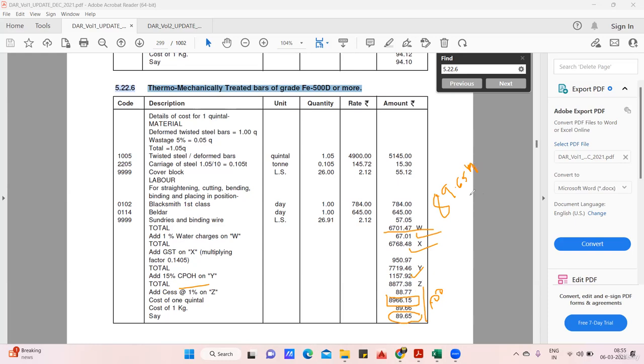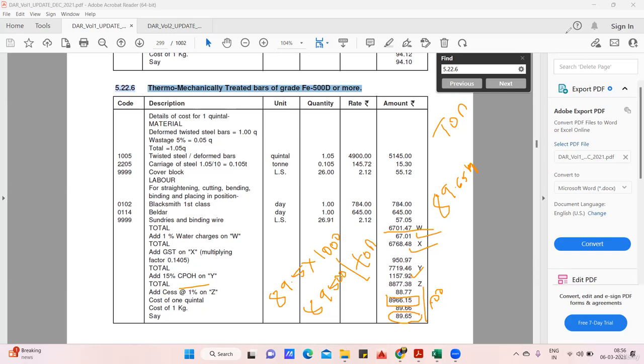Okay. But whenever we do the BOQ, we speak in terms of ton. So a ton is 1000 kg. So what I'll do? I'll write it here, 89.65, and multiply this by 1000. Okay. So this will be 89,650 rupees per ton, isn't it?